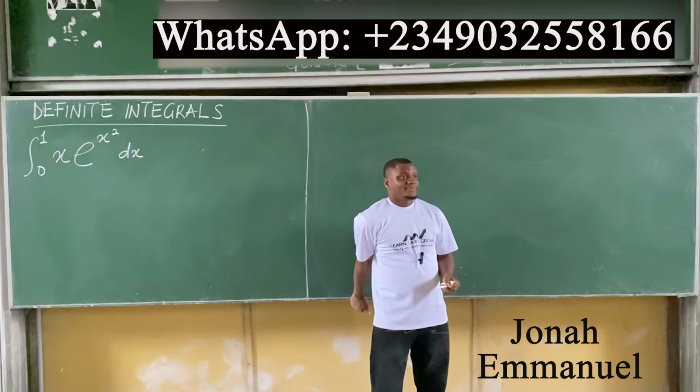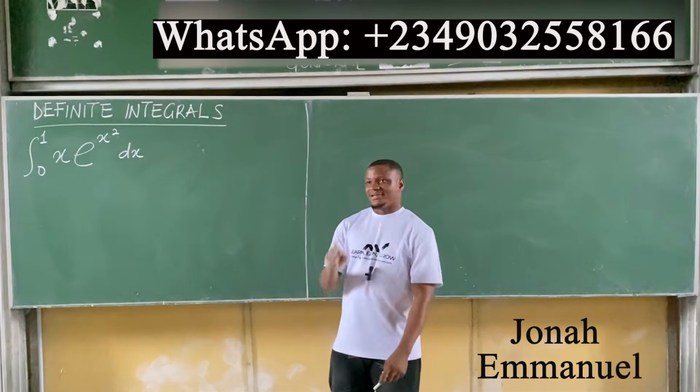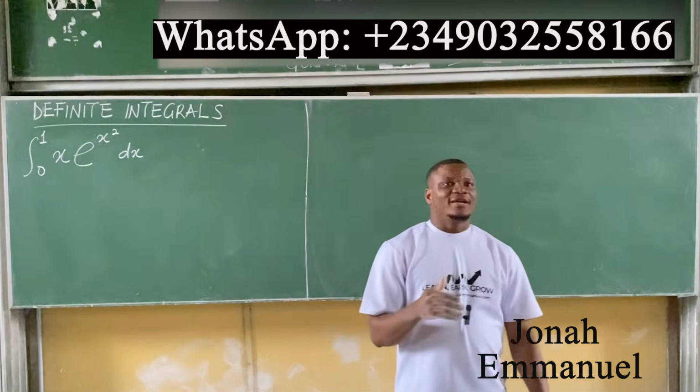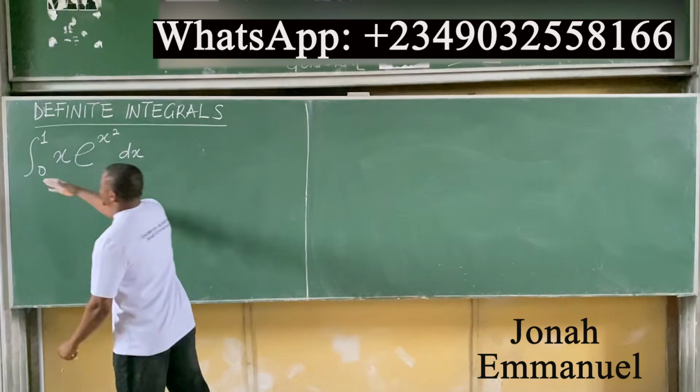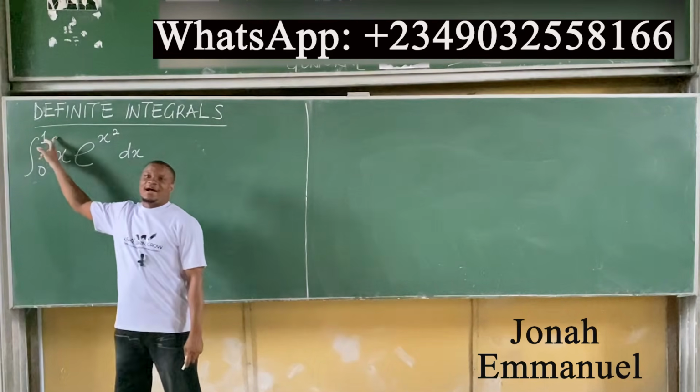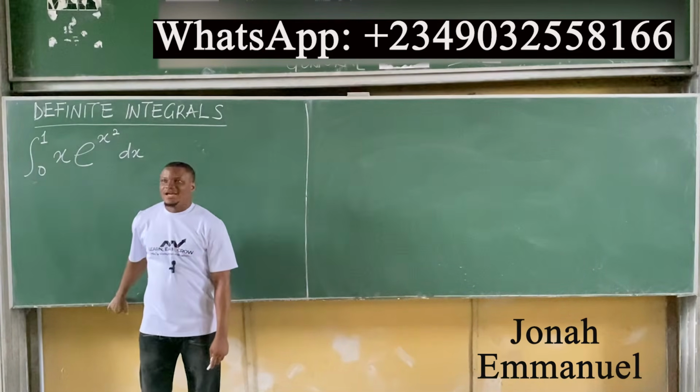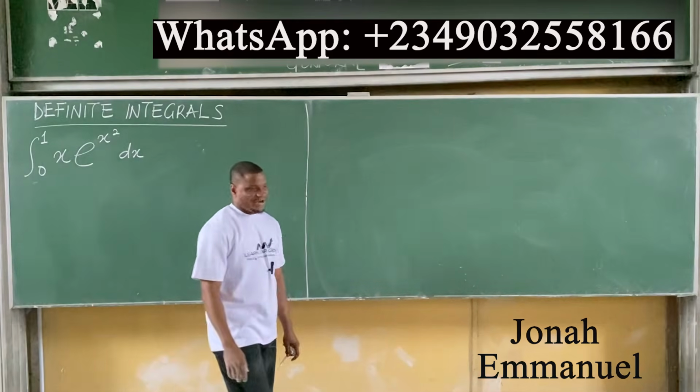All right, so look up, please. What you have here is called a definite integral. A definite integral is simply an integral like this that has an upper and a lower limit. It's called a definite integral.